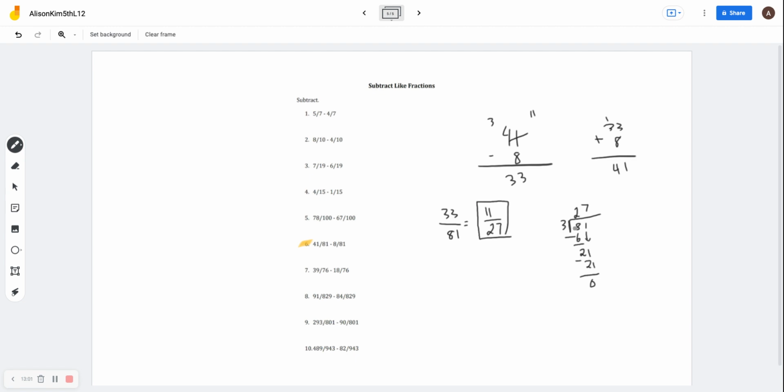So once again, it's better to simplify, but if you want to see that the factors and the difference have the same denominator, then you can choose to keep it as 33/81. So either is correct in this case. But most teachers want you to have the simplified version.